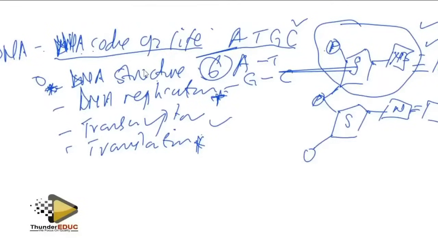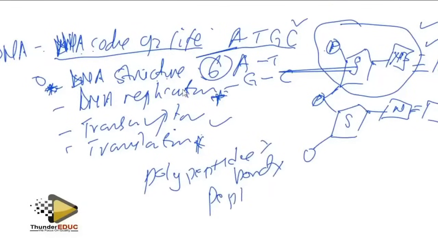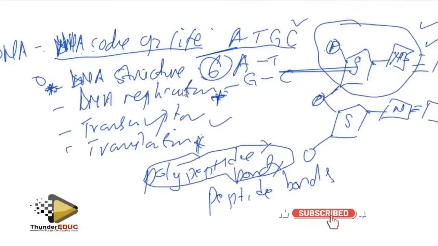Now, listen, I'm going to show you these other questions which you're going to find in your paper. But before I go there, students make a mistake and they call peptide bond polypeptide bond. This is wrong. Polypeptide bond, we don't have this. We call it peptide bond. Please don't call them polypeptide bond.